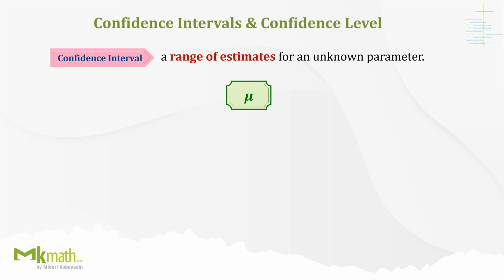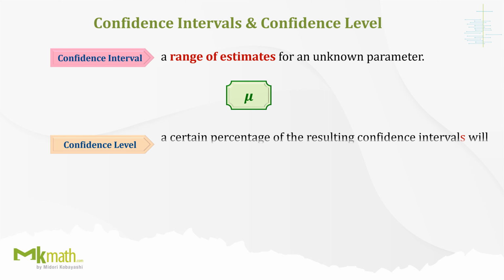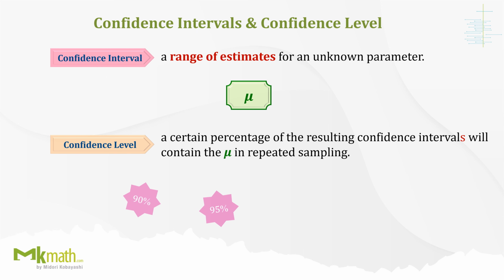The confidence level is a percentage of certainty that confidence intervals would contain the true population mean mu when we draw a random sample many times. Common confidence levels include 90%, 95%, 98%, or 99%, with 95% being the most common.